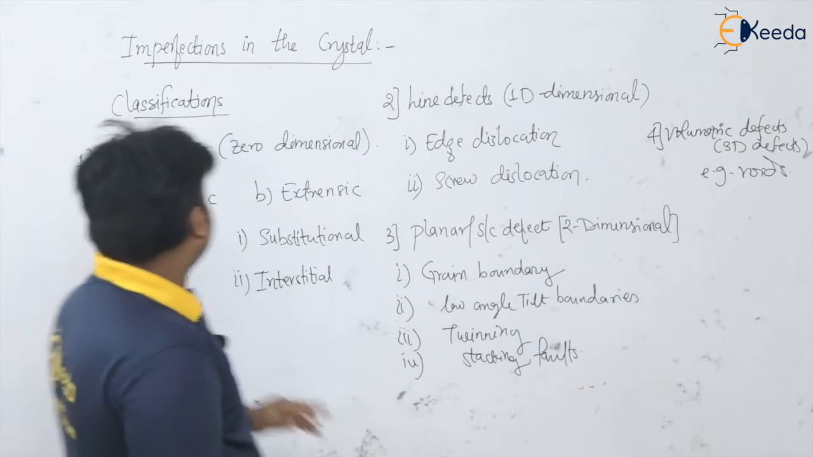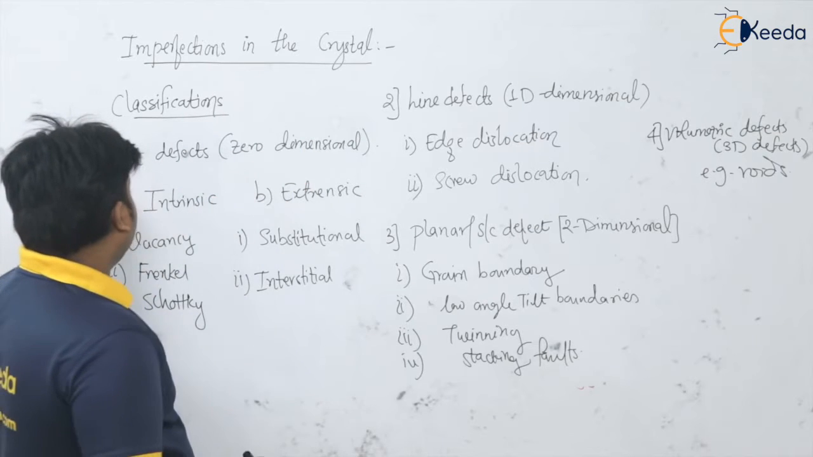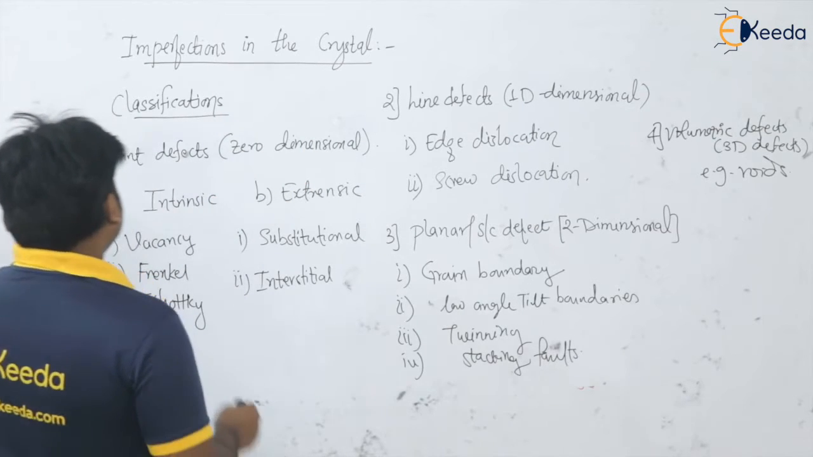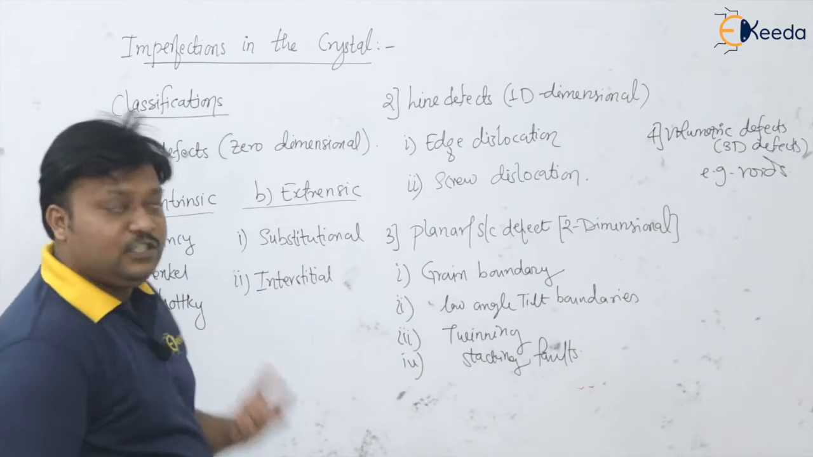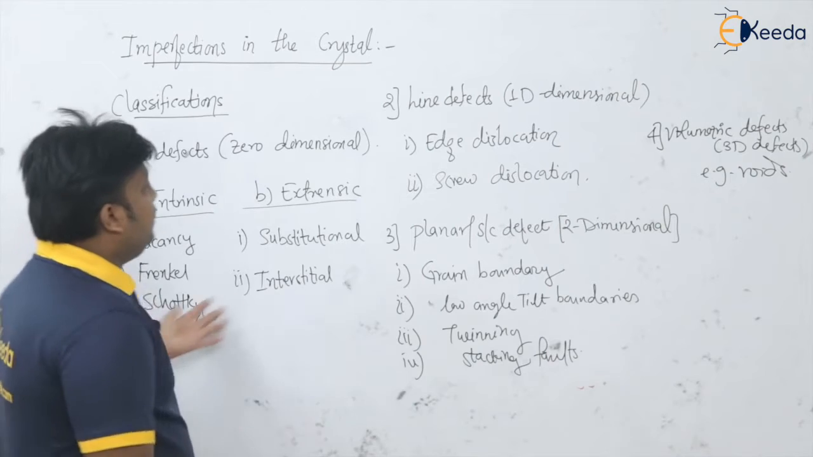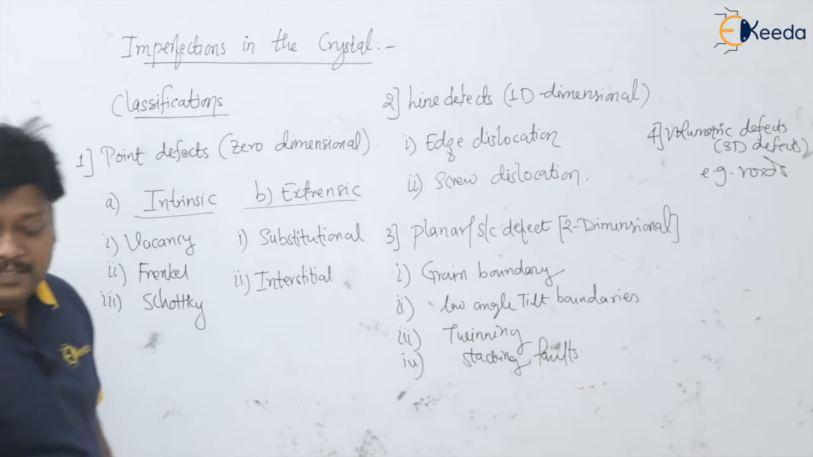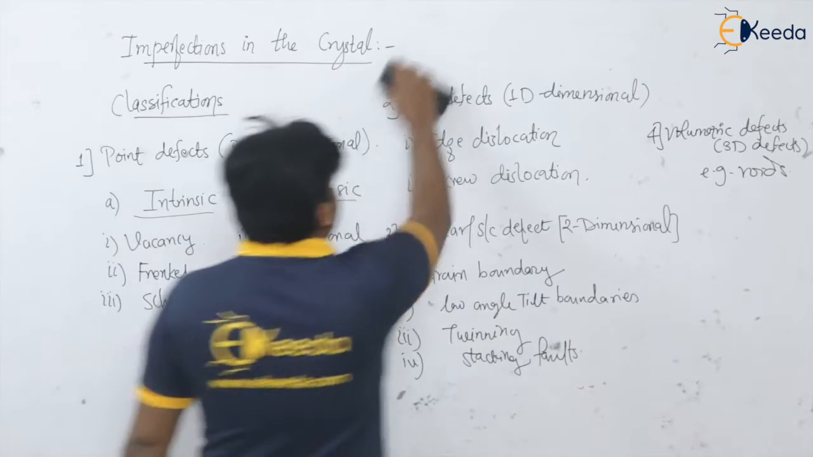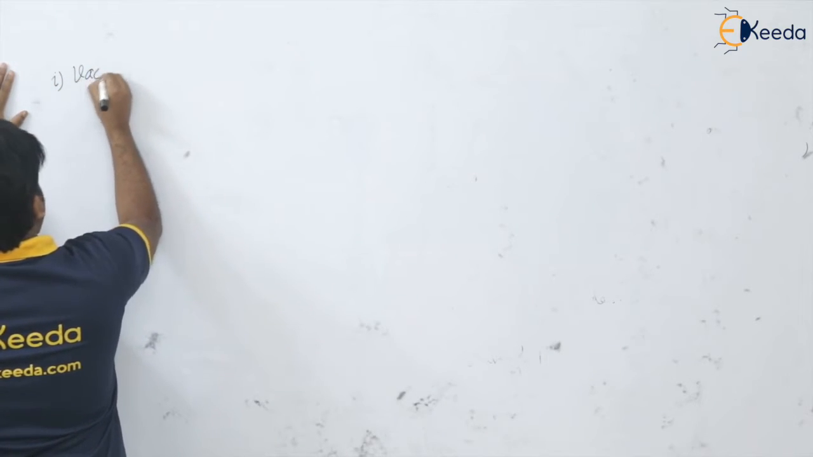Now see, when you talk about these zero-dimensional defects, which are there? In intrinsic, that is the vacancy, Frenkel and Schottky. So let us start and see it one by one. We'll start with the vacancy defect. So how is it created?